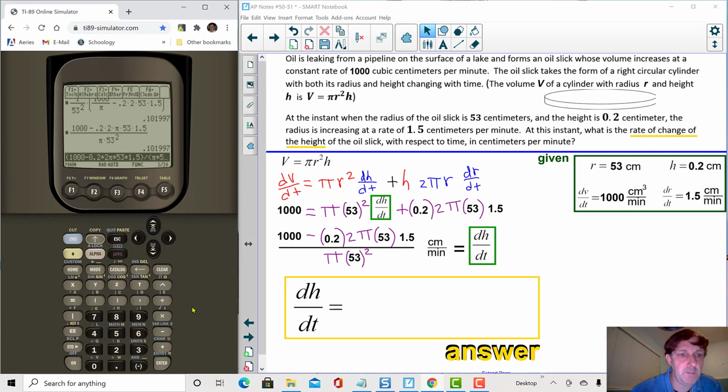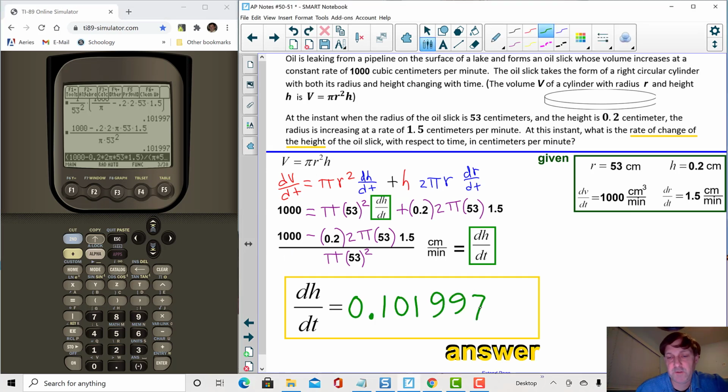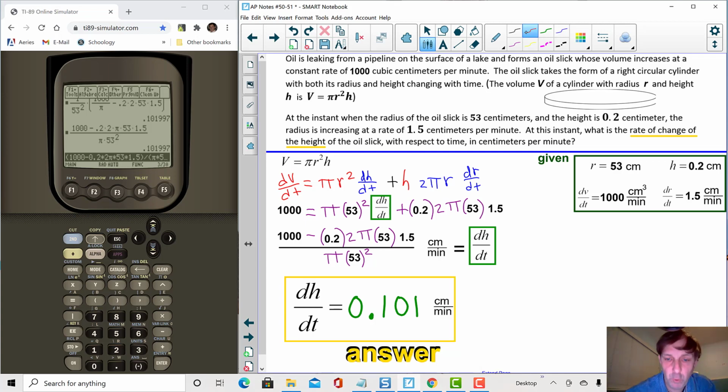Okay, as a decimal, we're getting 0.101997. Remember, the units are centimeters per minute. You can leave it like this on the AP test. They will only look at the first 3 digits. Or if you do want to round it to 3 decimals, I would just truncate it. So that would get rid of the 997. Of course, on the AP test, they would accept 0.102 because the next number was 9, and the 9 would round the 1 up to a 2.